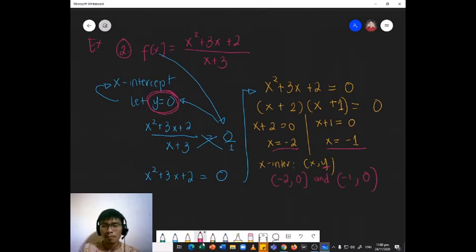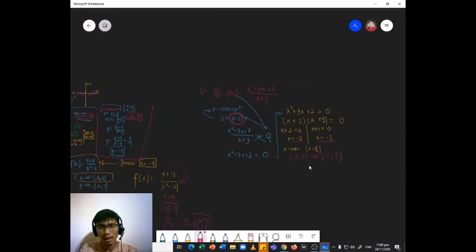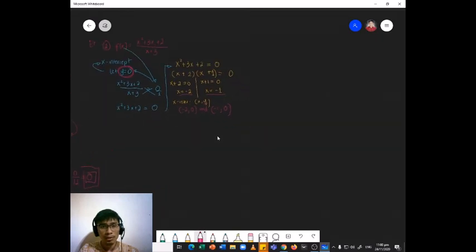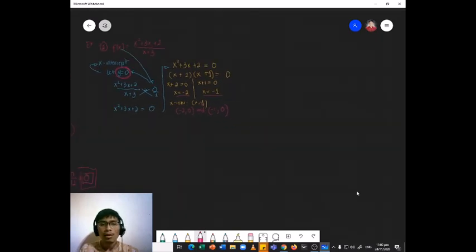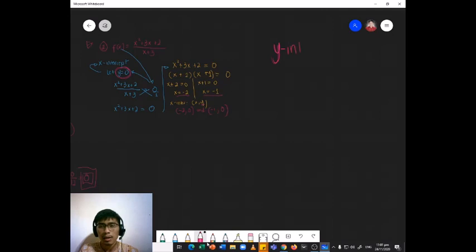Other things about it is that we use other factoring methods. We are done with x-intercept. Let's try to find now the y-intercept, ladies and gentlemen. How do we find the y-intercept? Same thing. You have to let x be equal to 0 this time.